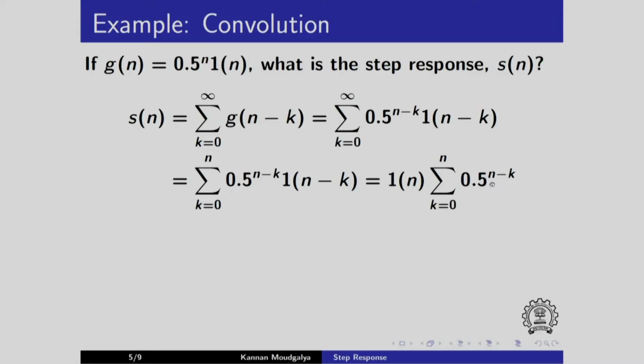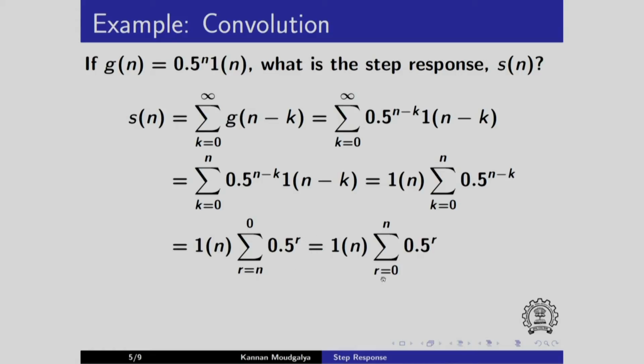Now let me call n minus k as r. So in the place of k equals 0, I get r equals n, and I get 0 here. Now it is easy to evaluate this. Of course, I write it as r equals 0 to n.